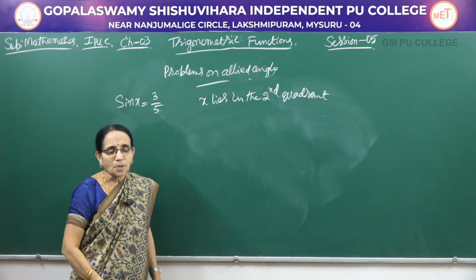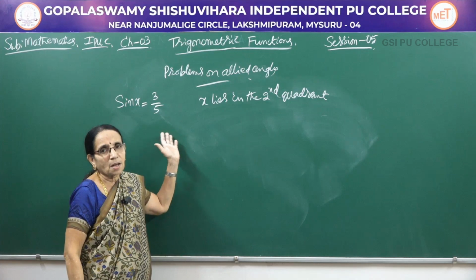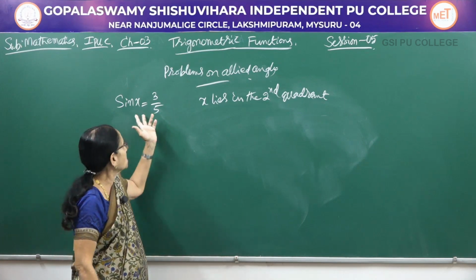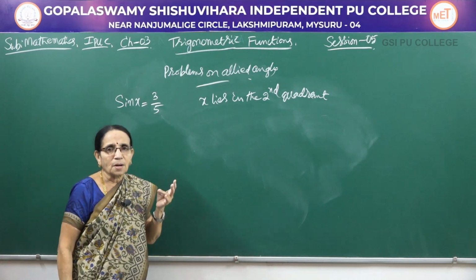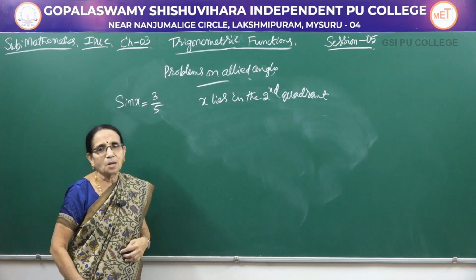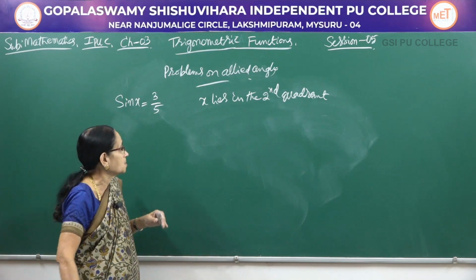Now to know the values of the other 5 trigonometric ratios, what are they? Sin is given, so cosecant x, cos x, secant x, tan x, and cot x. So these are the 5 remaining functions whose values you have to calculate.